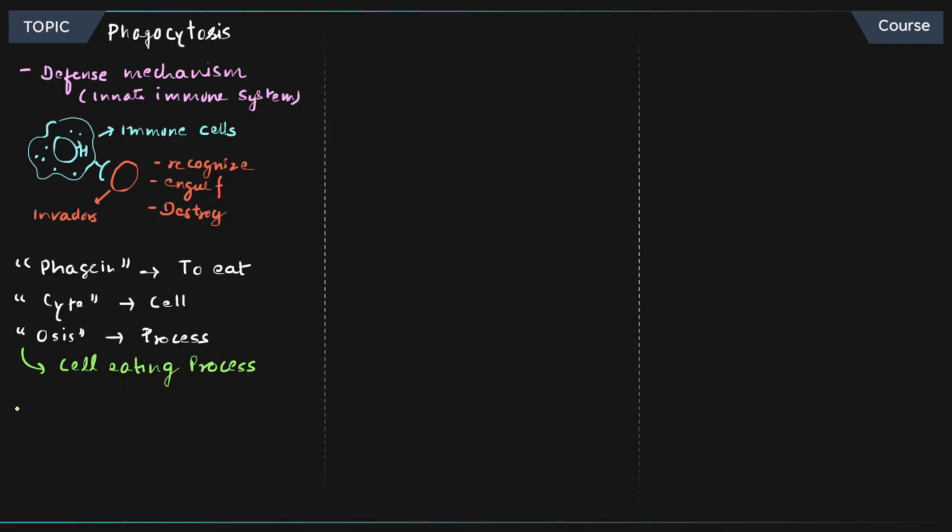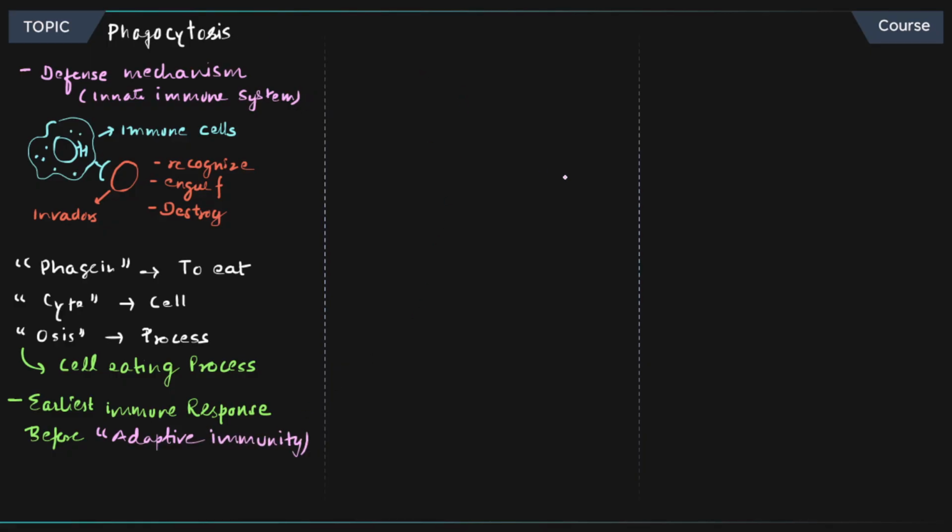It's an early immune response. Whenever there is an invader, the first response will be recognizing, phagocytizing and eating up the invader. So it comes before the adaptive immune response. Adaptive is the specific immune response. That's why phagocytosis is a part of the non-specific immune response.